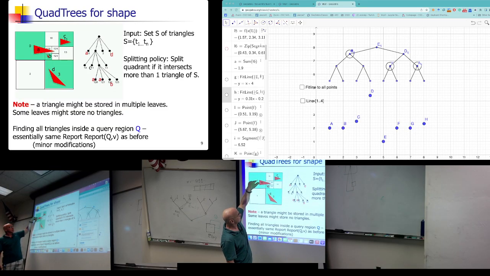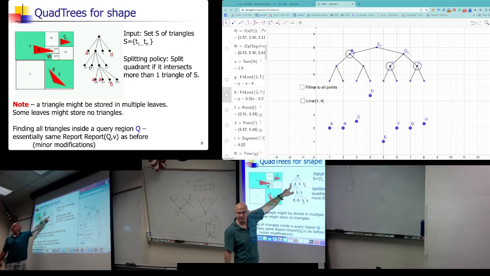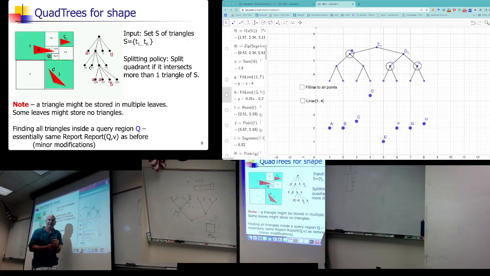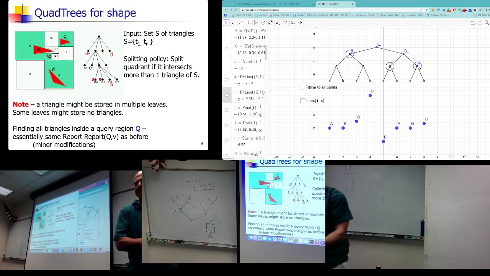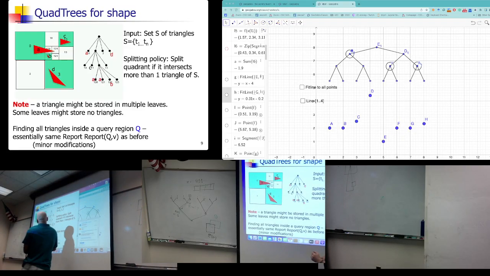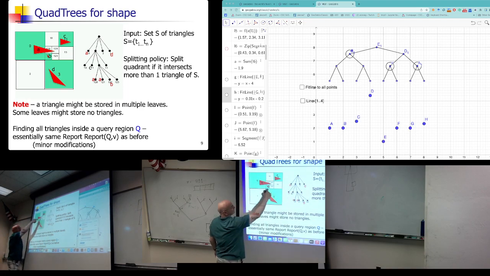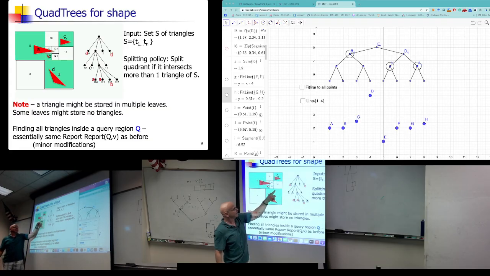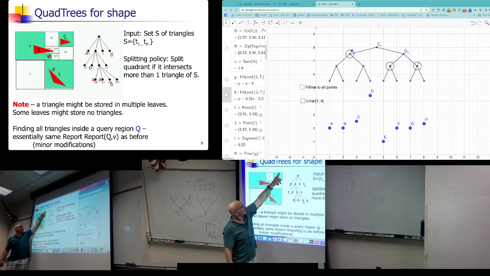The northwest quadrant asks, is there more than one triangle? No, it's only A, so the node stores a pointer to where A is stored. A has a lot of parameters: where the vertices are, maybe colors, maybe height. So this node only stores a pointer to A. And as I'm splitting this region, the northeast quadrant, quadrant 1, intersects both C and A, so it needs to be split.